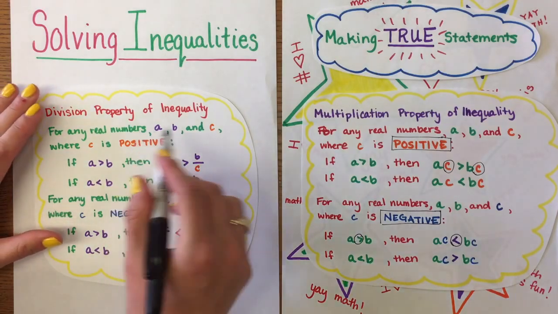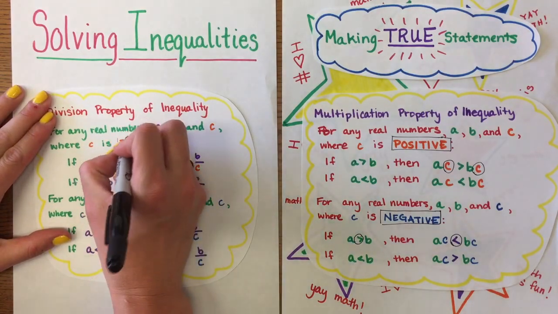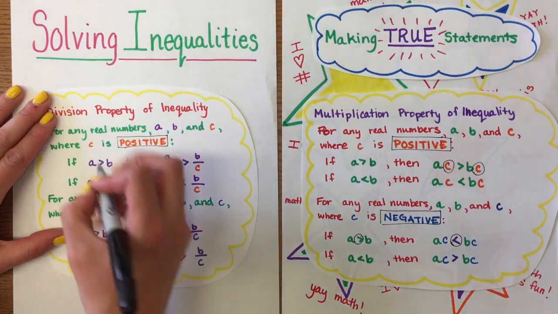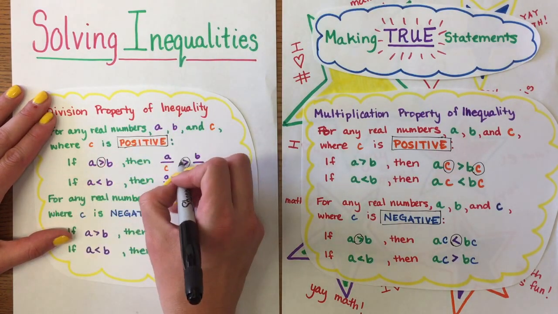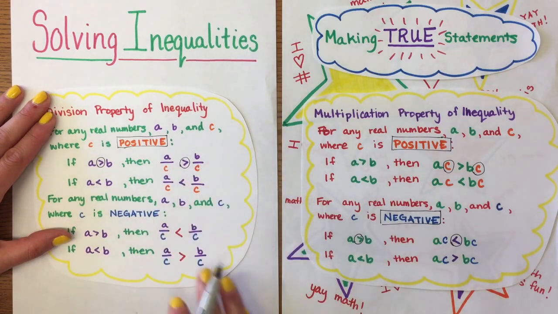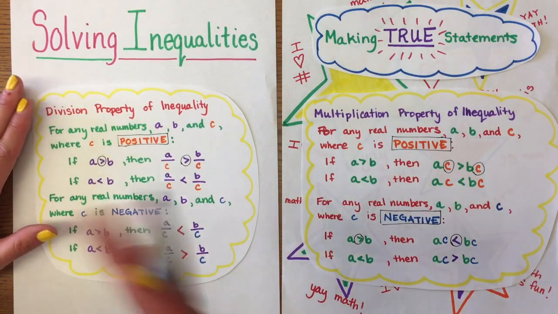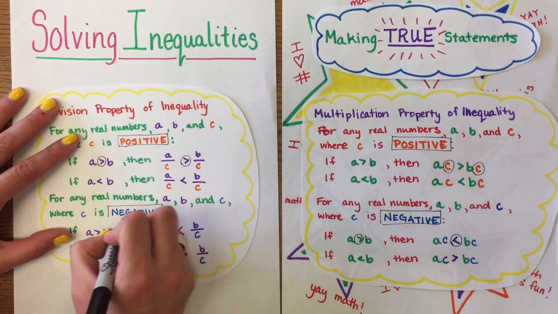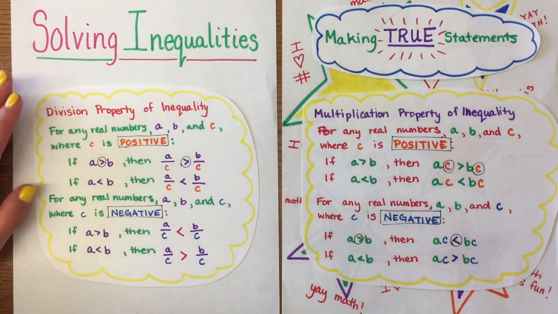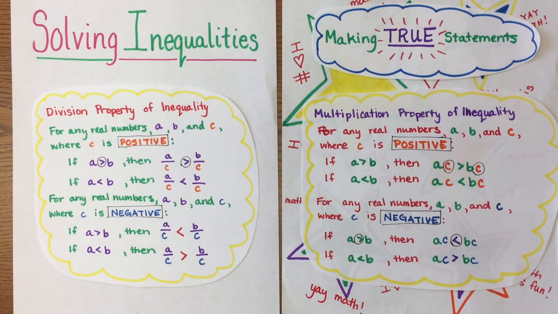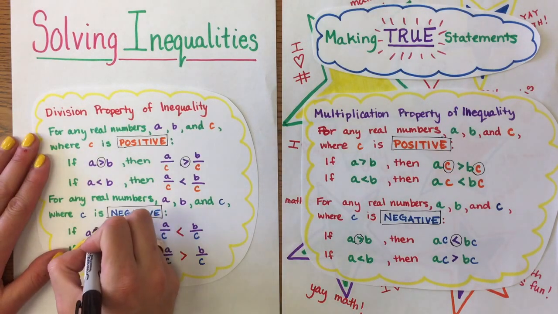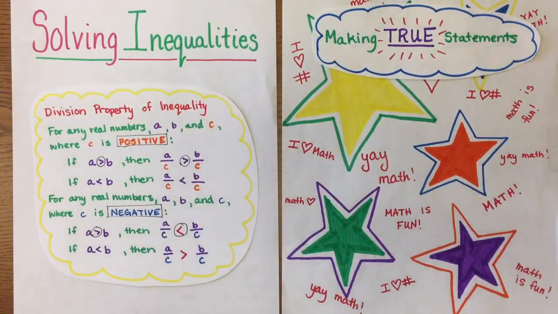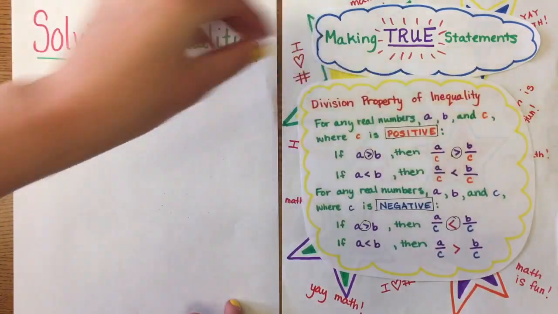So for any real numbers A, B, and C, if C is positive, and I divide both sides of my inequality by C, nothing changes. So if A is greater than B and I divide both sides by C, and it's a positive number, we're all good. But similar to the multiplication property of inequality, when I divide by a negative number, my inequality symbol is going to change directions. And we're going to look at that really quickly here.